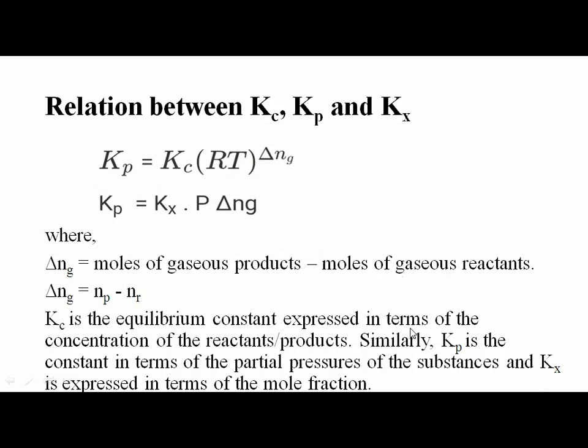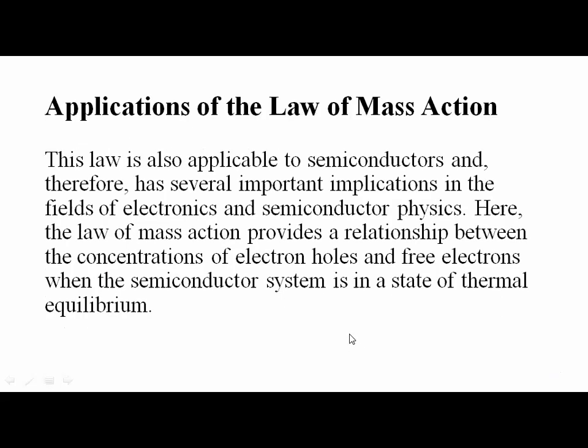Kc is the equilibrium constant expressed in terms of concentration of reactants and products. Similarly, Kp is the constant in terms of partial pressures of the substances, and Kx is expressed in terms of mole fractions. So with all this explanation, what are the applications of the law of mass action? This law is also applicable to semiconductors, like how we discussed equilibrium constant. It therefore has several important implications in the field of electronics and semiconductor physics.